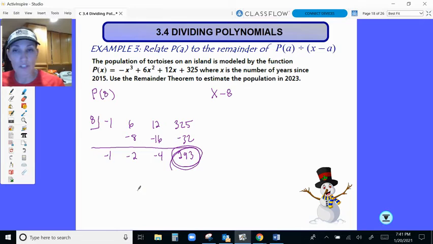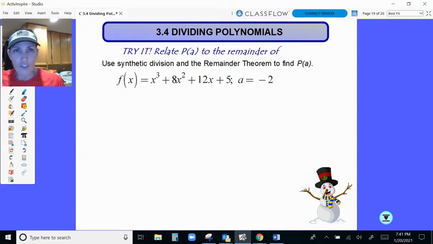It's in 2023. Okay, so that's kind of how that works. Now, this was a little bit shorter, I think, than actually plugging in 8 into all of these, but you can still plug in 8 into all those and evaluate and still come up with 293. Okay, so you can go ahead and try this.